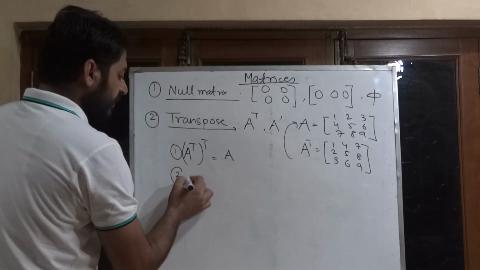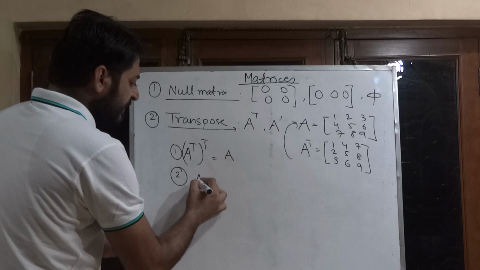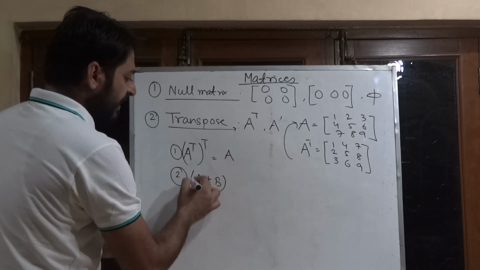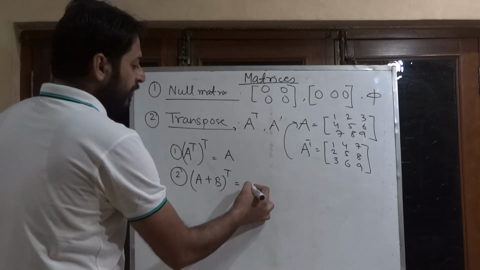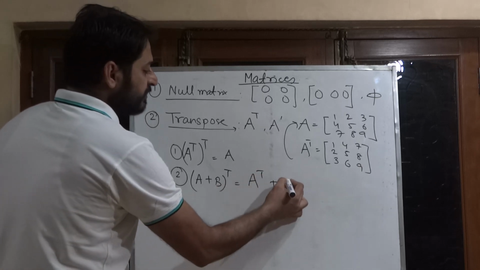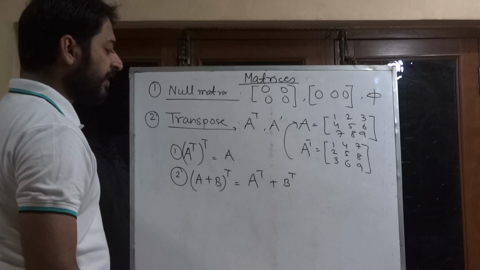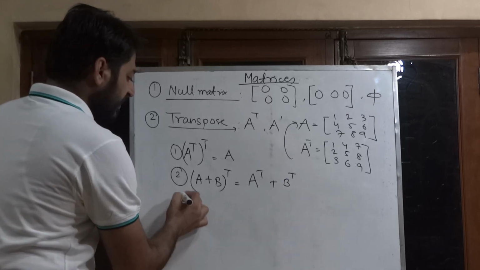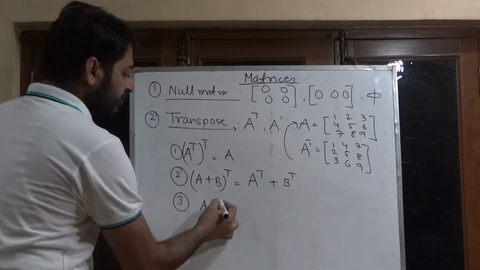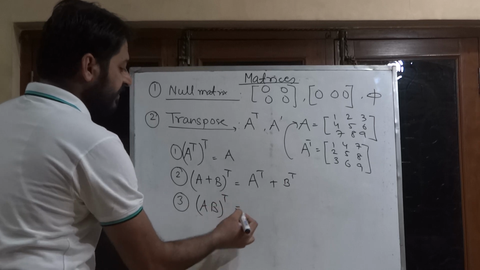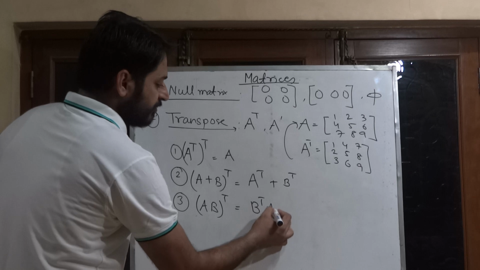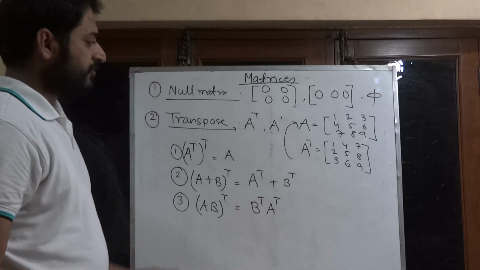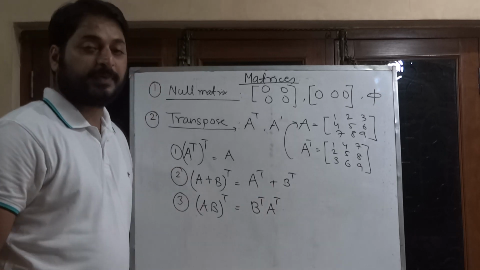Number two: suppose there are two matrices, and you are adding them and want to take the transpose of the sum. So (A plus B) transpose is A transpose plus B transpose. But if it is the product of the two, like (A into B) transpose, then it will be B transpose into A transpose. This is the property of the transpose which you must keep in your mind.